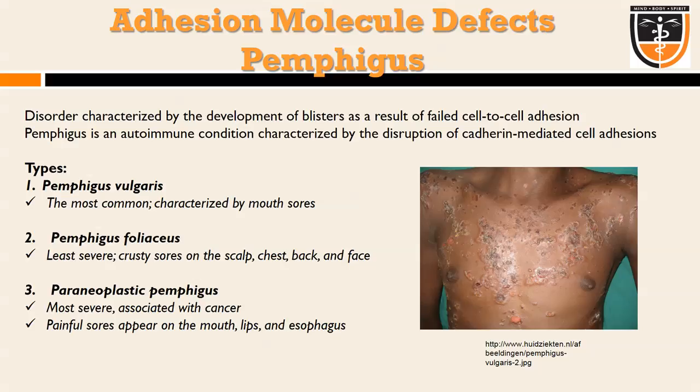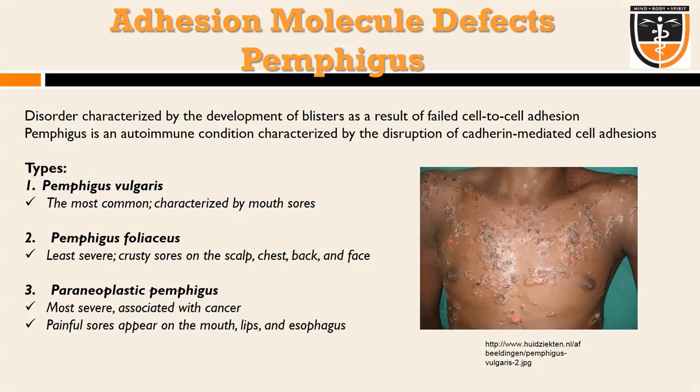And there is a Nikolsky sign with pemphigus, where you can take a spatula and scrape the skin, and you can actually remove the skin. It's going to be so easy to remove it, almost like a burn. Okay, so pemphigus vulgaris is the most common and characterized by mouth sores, and you'll see people who have that mainly with mouth sores.